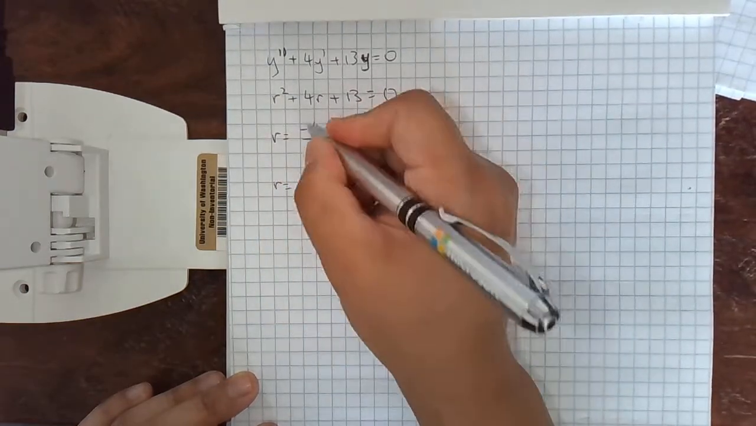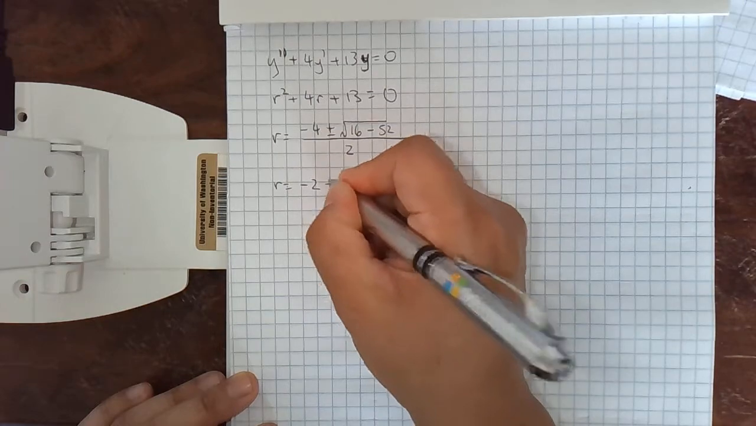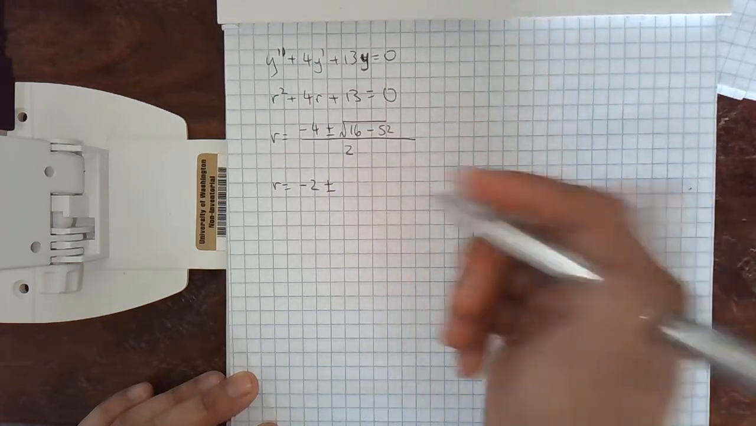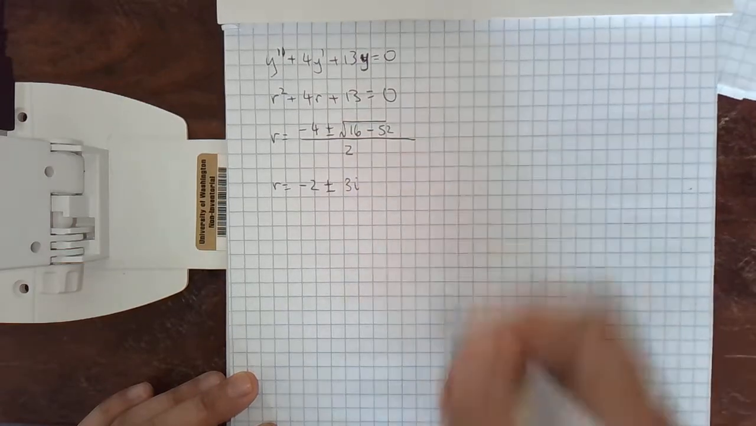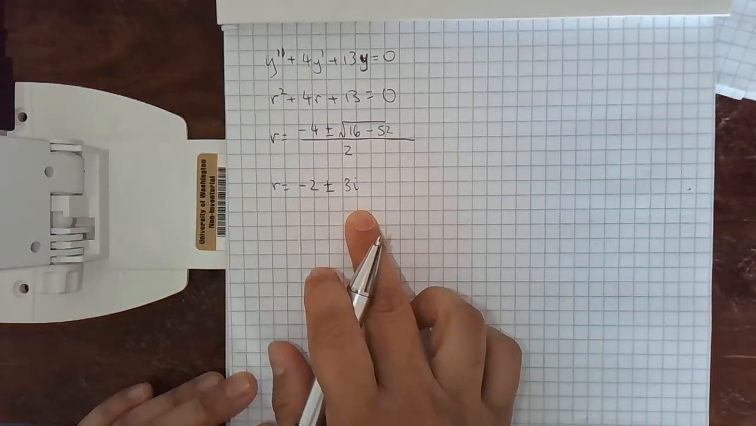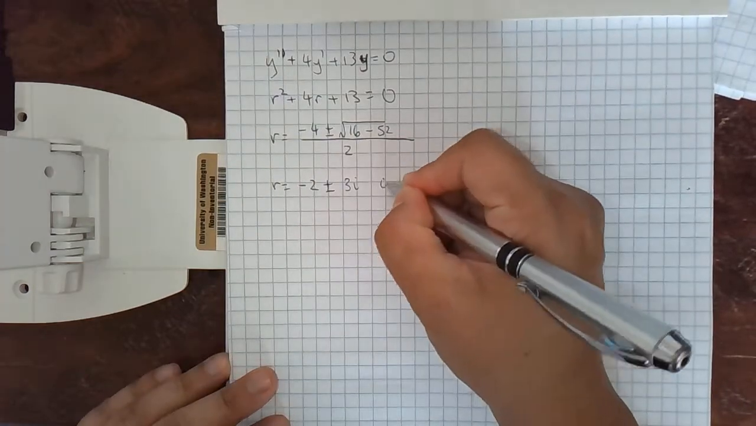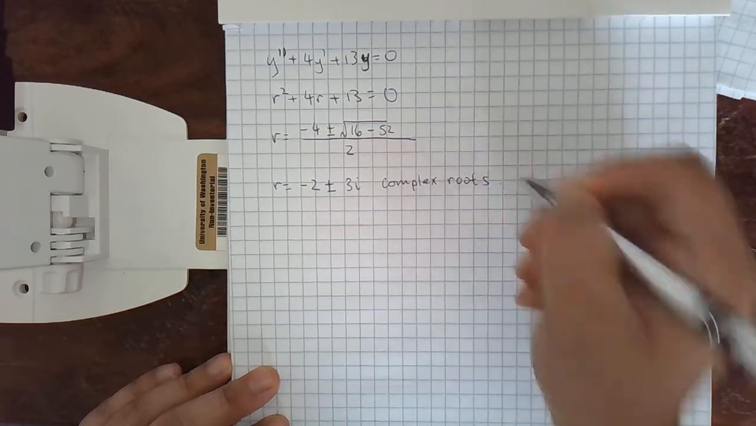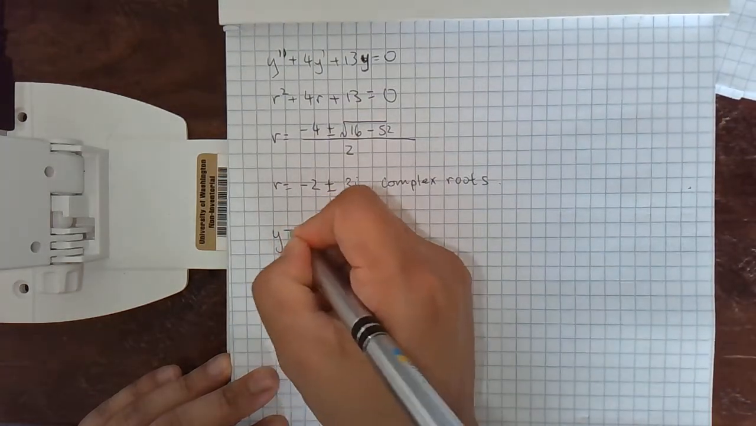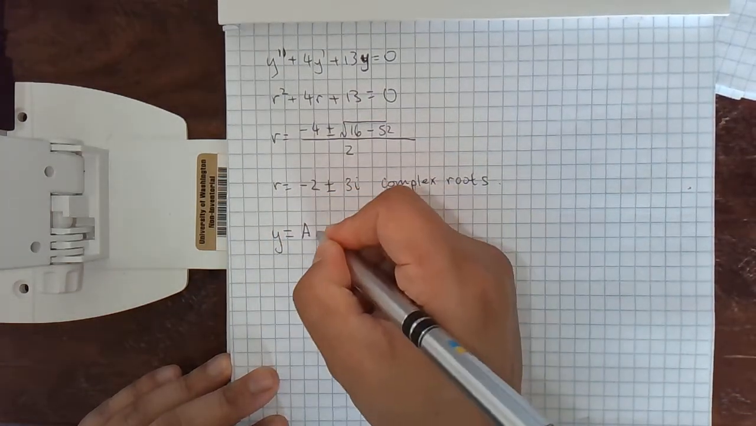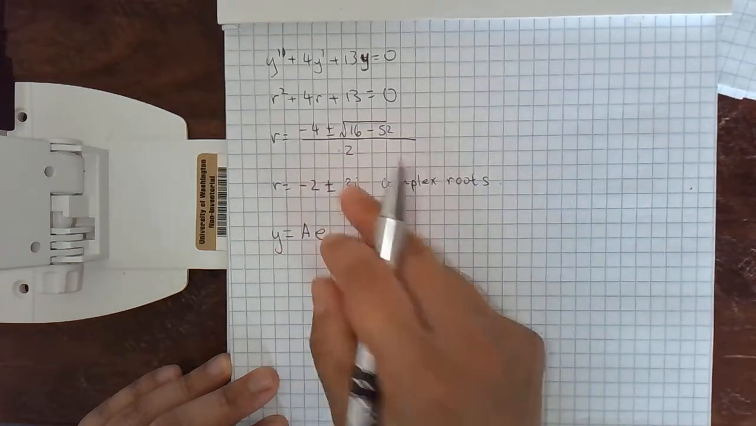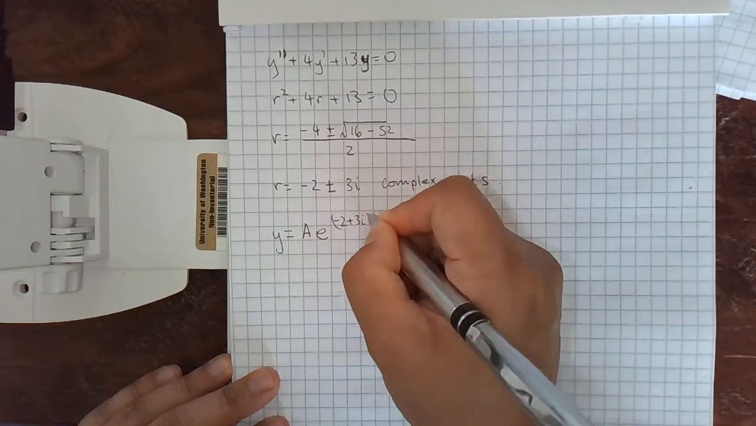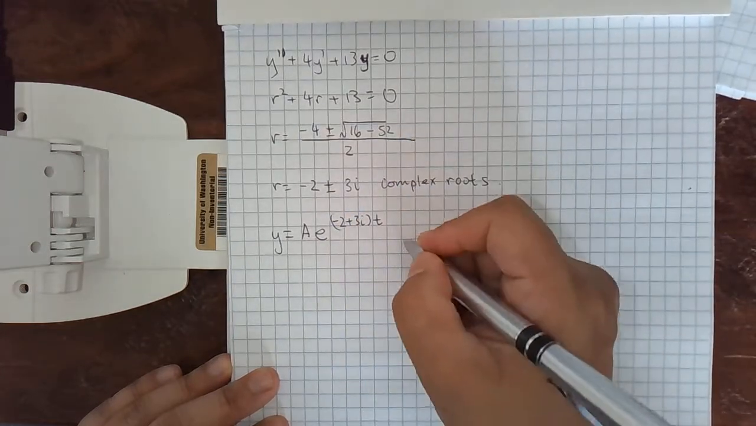So let's see what we get. This is negative 4 over 2 is negative 2, plus or minus the root of negative 36. So that's 6i divided by 2 is 3i. Okay, so what we don't like is that these are complex roots. And actually, you can do the exact same thing we do with real roots. You just take some arbitrary constant a, e to the one of the roots times t. It's just going to look a little bit uglier, but this is a perfectly valid solution to this differential equation.